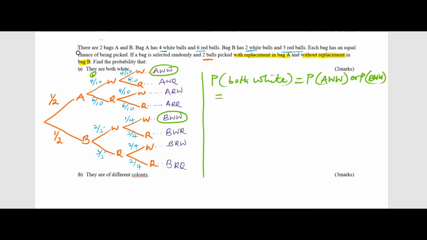When you work out these, look at this branch: we have a half for bag A, where we have 2 whites, a half multiplied by 4/10, using this branch, multiplied by 4/10. Or we're going to add bag B, where we pick 2 whites: we have a half probability of picking bag B, times 2/5, times 1/4.